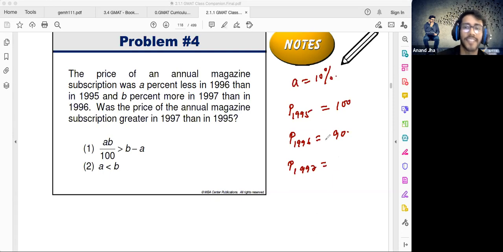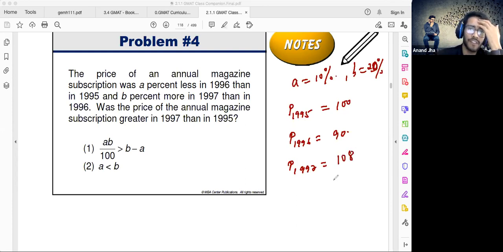Was A% less in 1996 than in 1995 and B% more in 1997 than in 1996. B% more. B, how much can we take? Let's take 20%. So how much is the price in 1997? B% more in 1997, so 20% more compared to 1996 is 120% of 90, which will be 108.